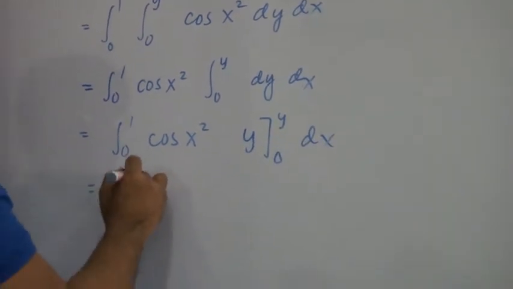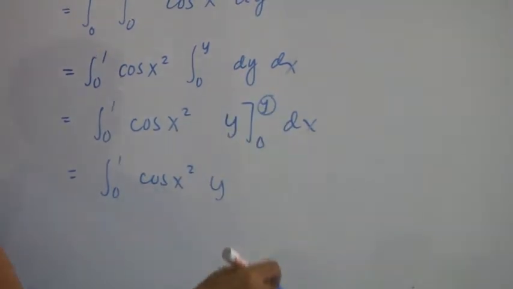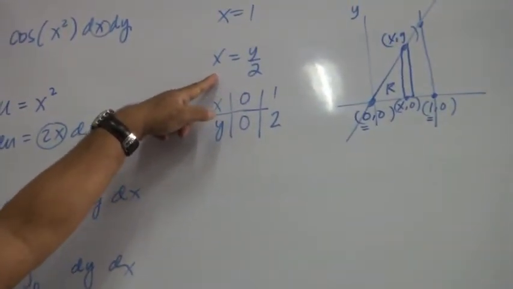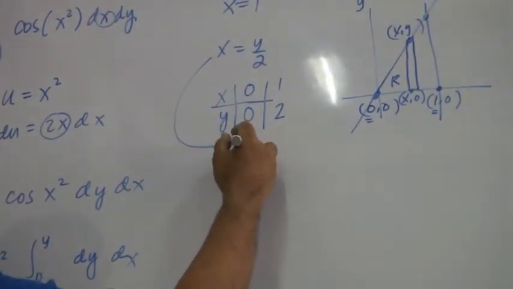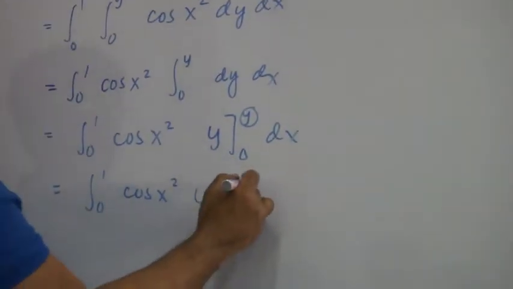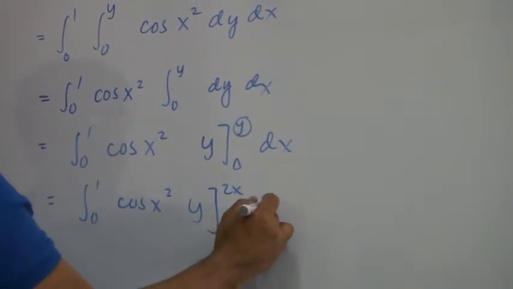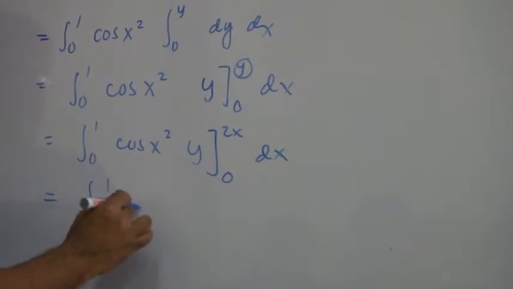Then let us now substitute the upper limit with the given equation of the line x equals y over 2. We can also express this as y equals 2x. So this is then 2x as the upper limit now, then the lower limit is still 0. Okay? Then applying now the upper and lower limit.